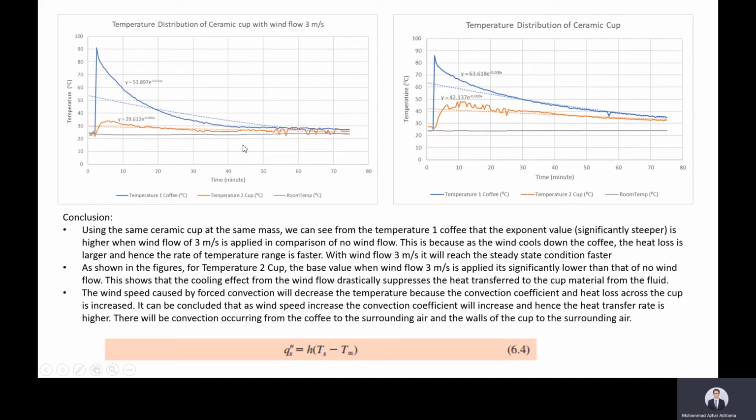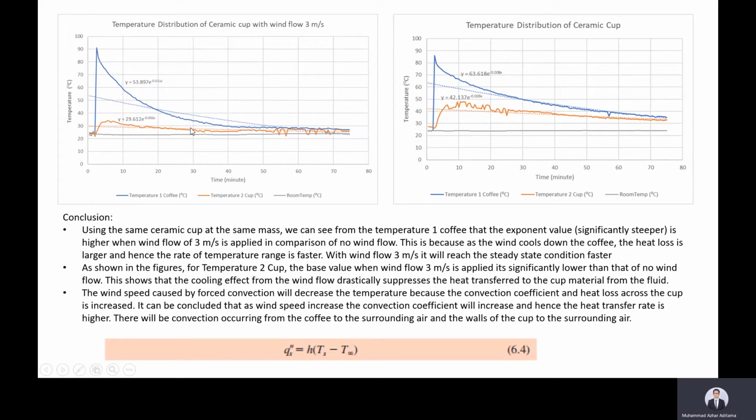With the wind flow at 3 meters per second, it will reach steady state condition faster as it is cooled down by the fan. Also, as shown in the figures for the temperature of the cup base, the value when the wind flow of 3 meters per second is applied is significantly lower than that without wind, as you can see from here. It is way smaller, and therefore it shows that the cooling effect from the wind flow drastically suppresses the heat transferred to the cup material from the fluid.